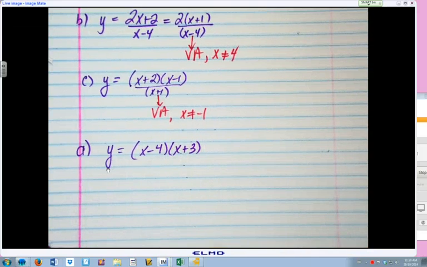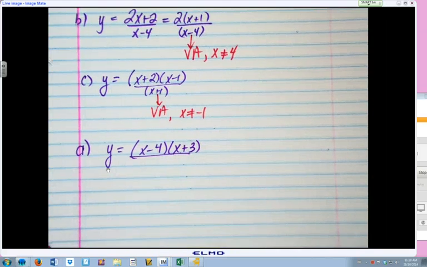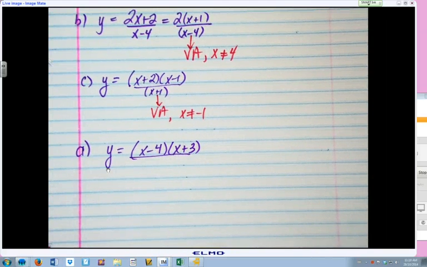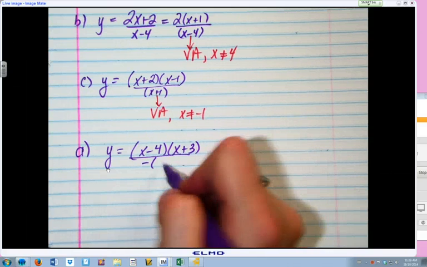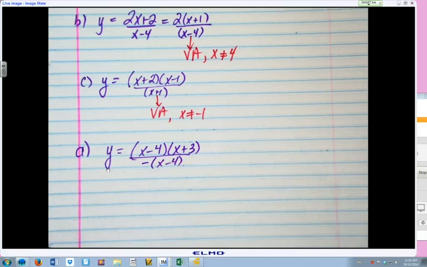Confirm. Can we factor the bottom? Yes, you can factor out a negative. Okay, so if we factor out a negative, divide them each by negative: x minus 4. Agree?